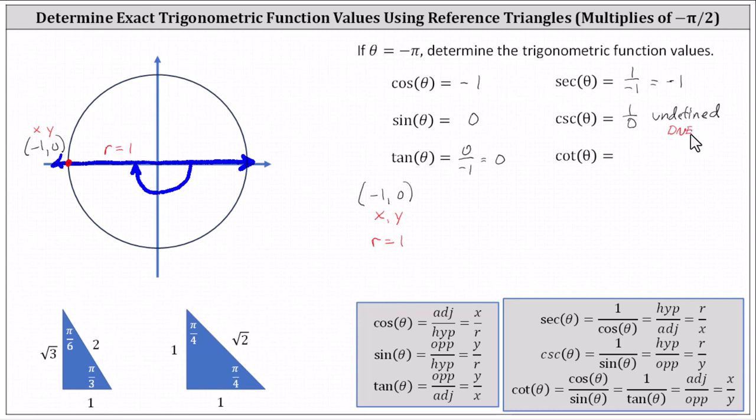And finally, cotangent theta equals a reciprocal of tangent theta, which we can see would be -1 divided by 0. We can also say cotangent theta equals x divided by y, which also gives us -1 divided by 0. In either case, division by 0 is undefined, and therefore cotangent negative pi is undefined, and we enter DNE.